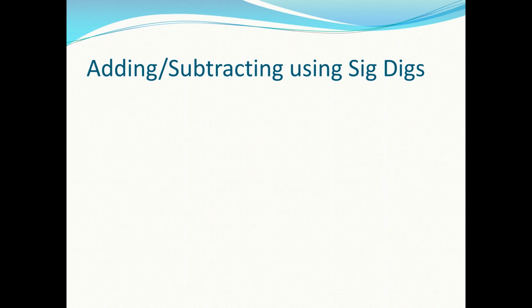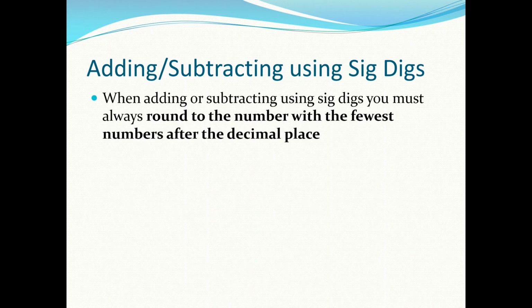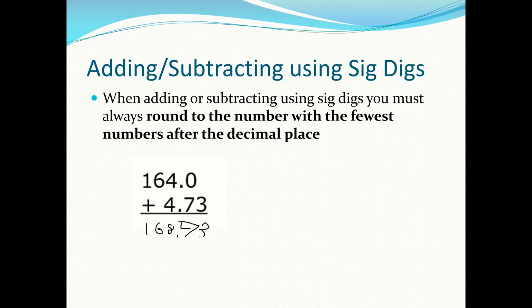So adding and subtracting is a different set of rules. With adding and subtracting, you want to always round to the number with the fewest numbers after the decimal place. So we don't use Sig Digs for adding and subtracting, we use decimal places. So if I add this up, I don't need a calculator, it's 168.73. So I need to look at numbers after the decimal place.